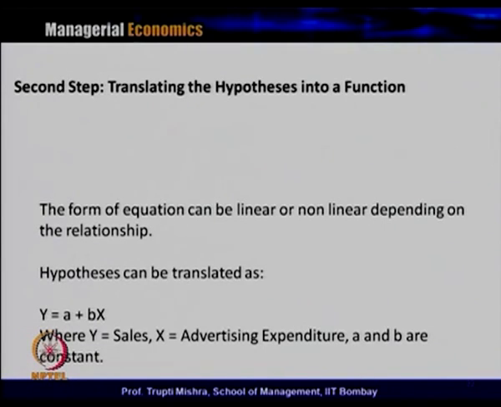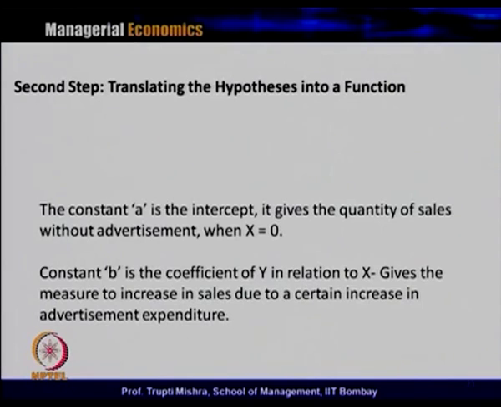So y is the sales, x is the advertising expenditure, a and b are the constants. The constant a is the intercept, and it gives the quantity of sales without advertisement when x is equal to 0. So there are two constants, constant a and constant b. Constant b is the coefficient of y in relation to x, and it gives the measure of increase in sales due to a certain increase in the advertisement expenditure.